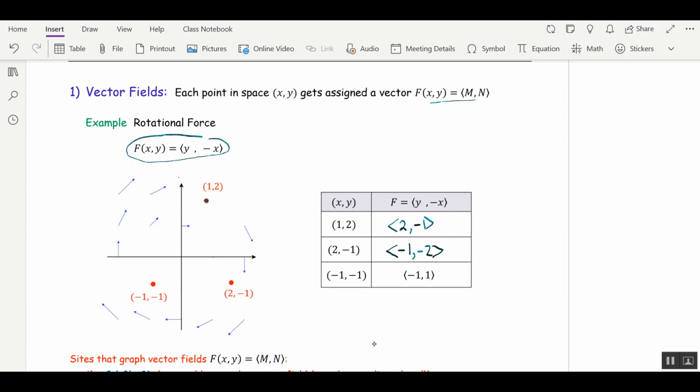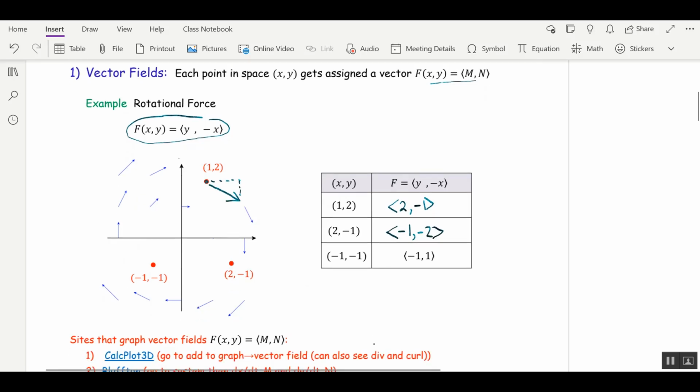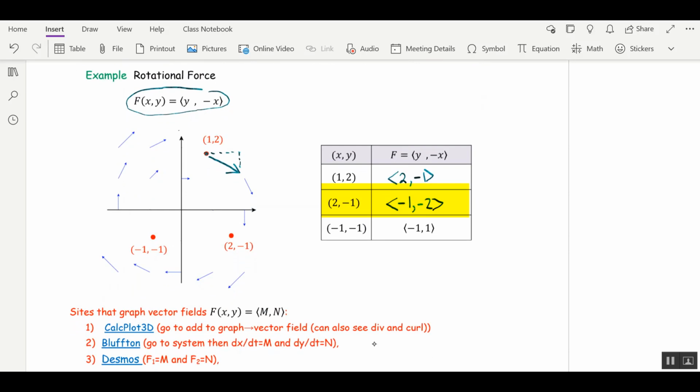So let's plot those. The first one at 1, 2, go to 1, 2 right here, and I go 2 units to the right because x is positive 2, and 1 unit down because y is negative 1, and then that's my arrow. And for the next point, 2, negative 1, I start here, and I go 1 over to the left because x is negative, and I go 2 down because y is negative, and I get that vector, more or less. And the last one at negative 1, I'm going to go 1 to the left and 1 up. And there's my vector.